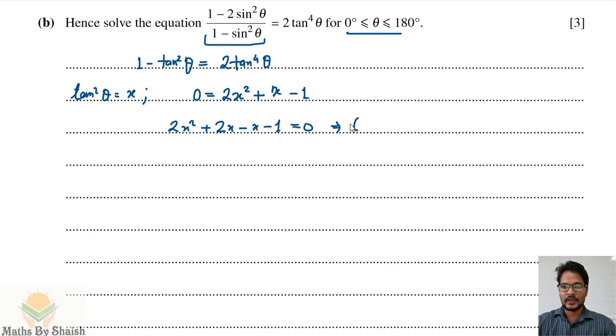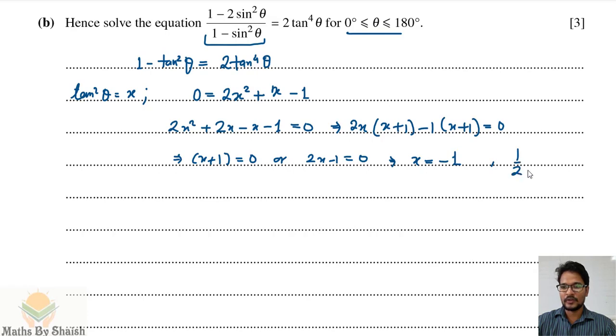Or we can use our calculator also to factorize it. That's not a thing to worry about, this is how we factorize. 2x common, so it becomes x plus 1, minus 1 common, x plus 1 equals 0. Then we get x plus 1 equals 0, or 2x minus 1 equals 0, which means we get two values of x, one as minus 1, another as 1 over 2.